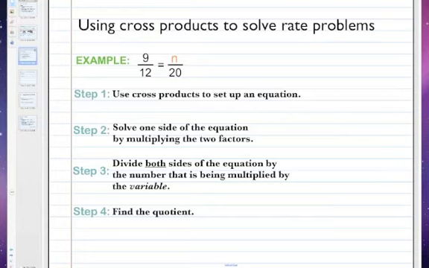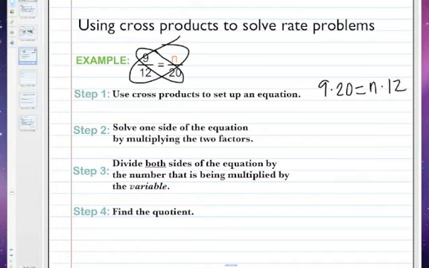The cross products method can also come in handy beyond just trying to find out if two rates are proportions. We can use cross products to solve rate problems where one part of the rate is missing. Let me explain it using these two rates. 9 is to 12 as something is to 20. Let's say I have 9 birds that fly by a window every 12 minutes, and assuming that same rate, I can calculate how many birds would fly by the window in 20 minutes. First thing I do is use cross products to set up an equation. So 9 times 20 is equal to n times 12.